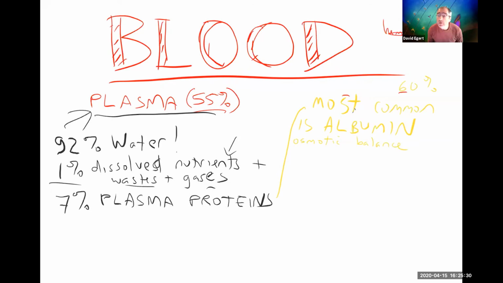Right? If you just had pure water for plasma, you know where that goes, right? Distilled water is super hypotonic, which means water is going to enter into the surrounding cells and tissues. So you need to have an osmotically balanced fluid environment to keep osmosis from happening in a way that you don't want it to.